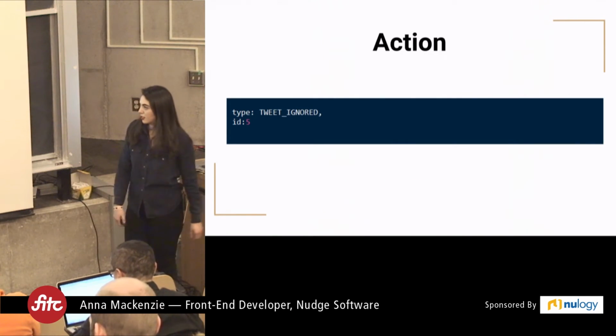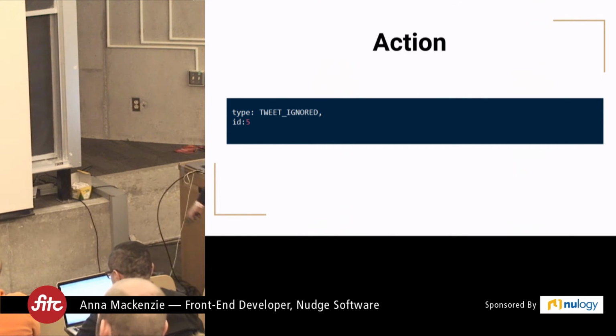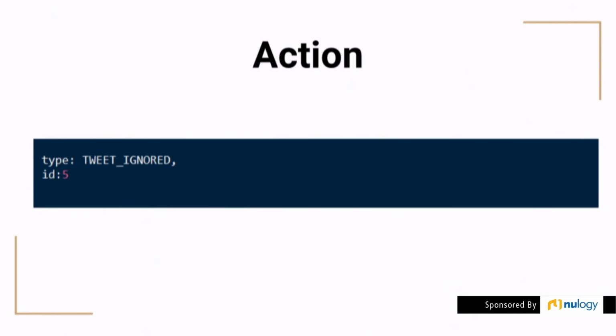Looks like this. So every action has a type that is required. Everything else that you include in there is just data. So I'm giving you an example here of an action type called tweet ignored with an ID of 5.